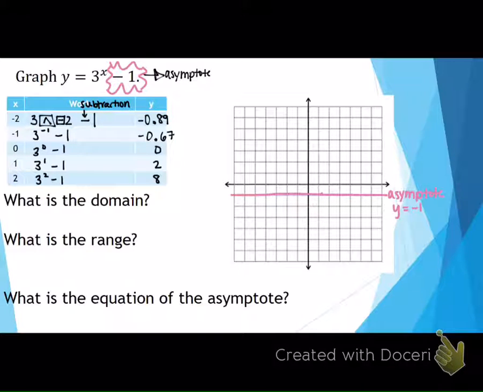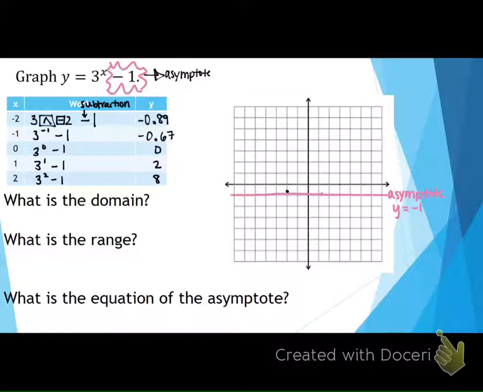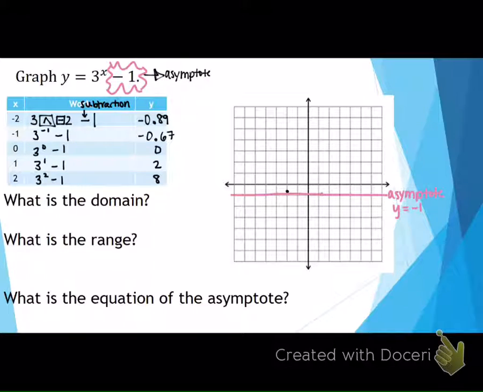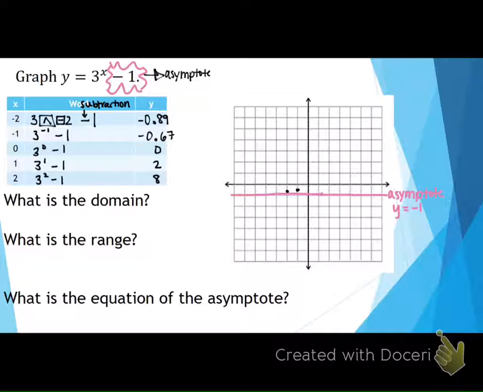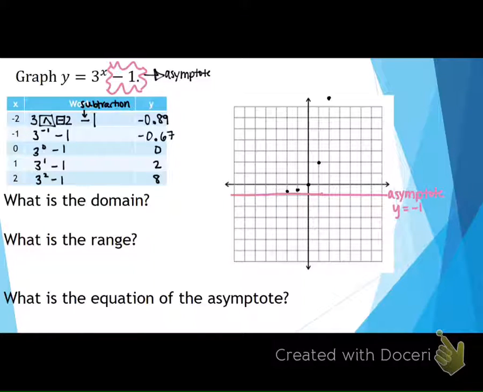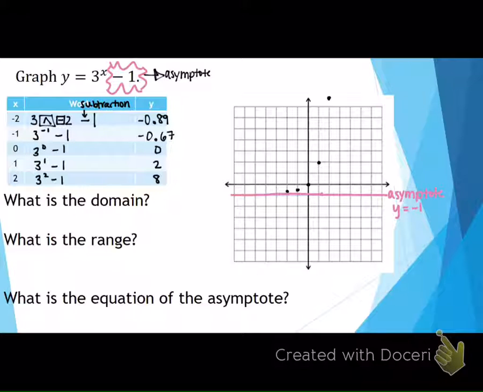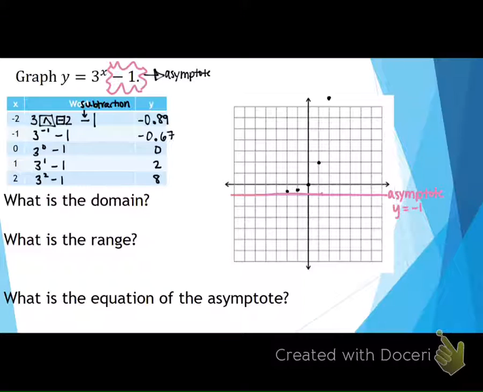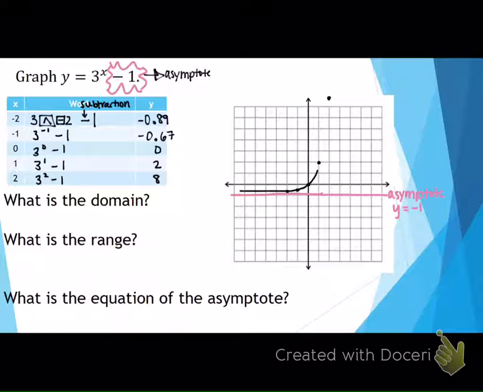So we go to plot our points. -2 comma -0.89, that's almost -1. So we plot that pretty close to our asymptote. -1 comma -0.67 is 2/3 of the way down. Then I have 0, 2, and then 8 is 1 off this graph because I think there's only 7 lines, so it would be up here. Is this exponential growth or decay? That's growth. Very good. Good job, Connor.